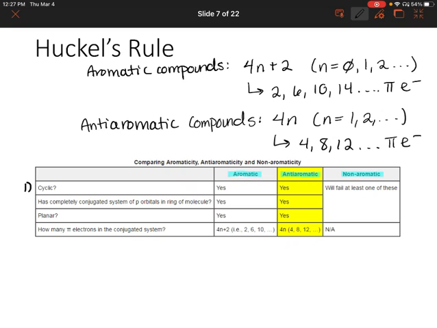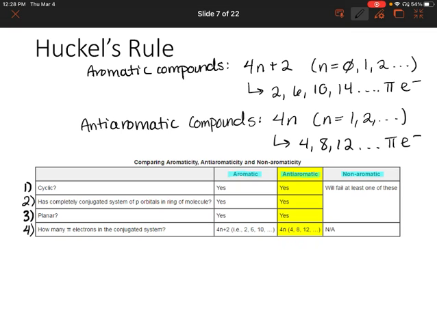So the first question we want to ask is, is the molecule cyclic? So do we have a ring system? If you do have a ring system, then your compound might be aromatic or anti-aromatic. We're not quite sure yet. If you don't have a cyclic system, then your compound is non-aromatic. All right, number 2. Does your molecule have a conjugated pi system in the ring? If yes, then it still could be aromatic or anti-aromatic. If you don't have a conjugated pi system, then it's non-aromatic. Number 3, is your molecule planar? If yes, then it's aromatic or anti-aromatic, potentially. If no, then it's non-aromatic.